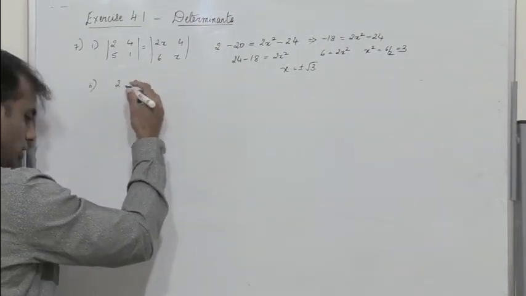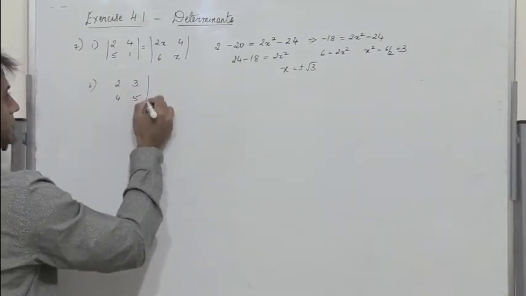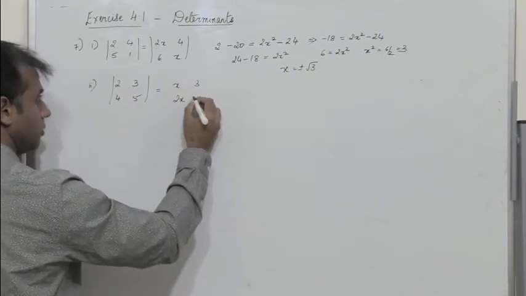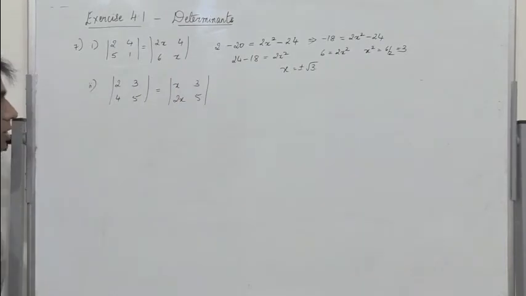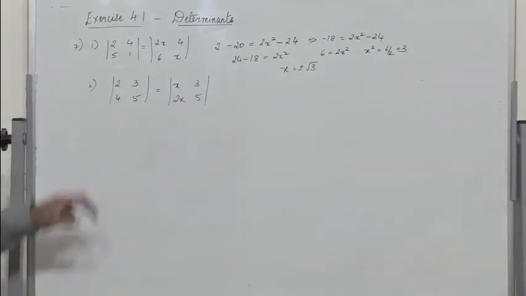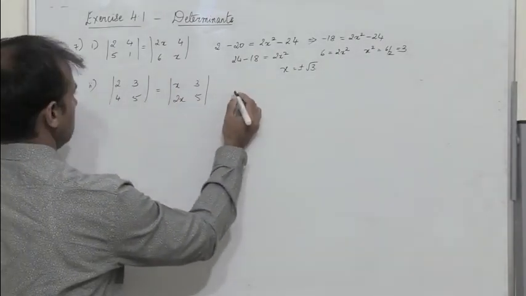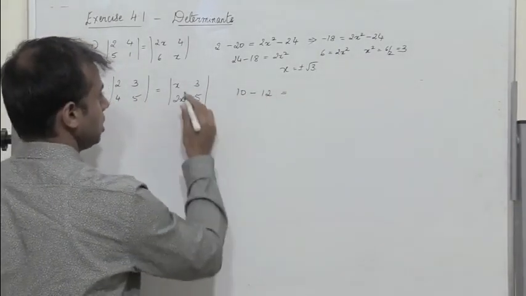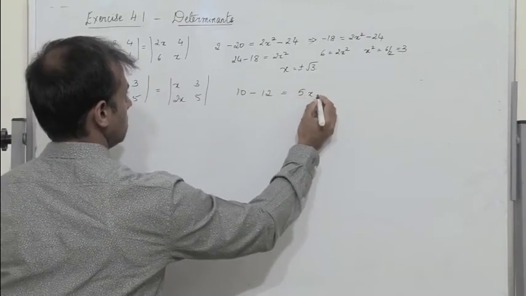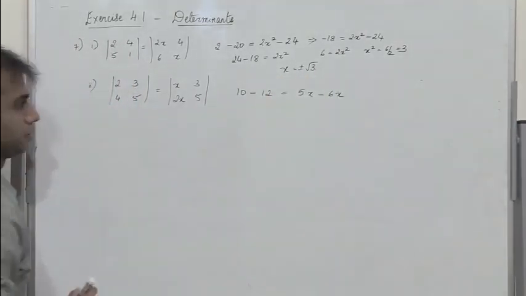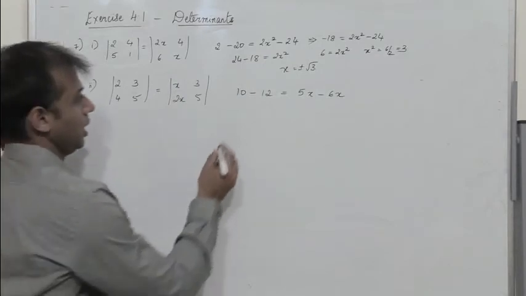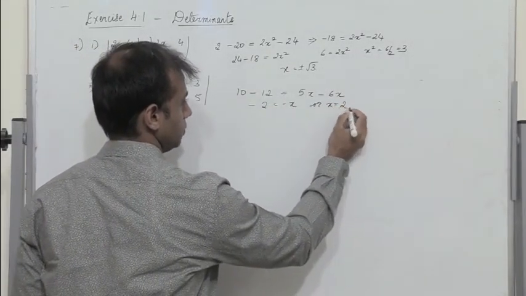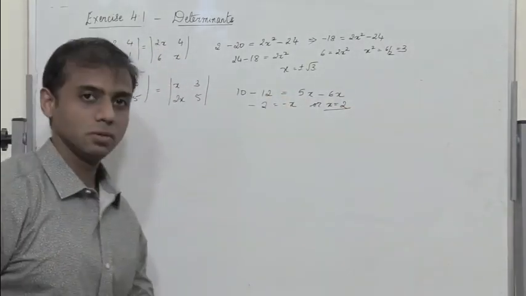So we have 2, 3, 4, 5 equals x3, 2x, 5. So find the value of x. So determinant of this is 2 into 5 is 10, minus 4 into 3 is 12, and that is equal to 5x minus 6x. So we have minus 2 equals minus x, or x equals 2. So that's the answer. So next problem 8.